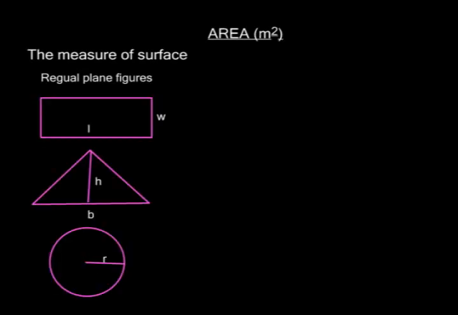Measuring area, and we start with area of regularly shaped plane figures. Now the area of regularly shaped plane surfaces such as rectangles, triangles and circles can be obtained by applying the appropriate formula. The area of a rectangle is given by length times width. So if you have a rectangle with dimension 6 meters by 4, the area is 6 times 4, which is 24 meters squared.